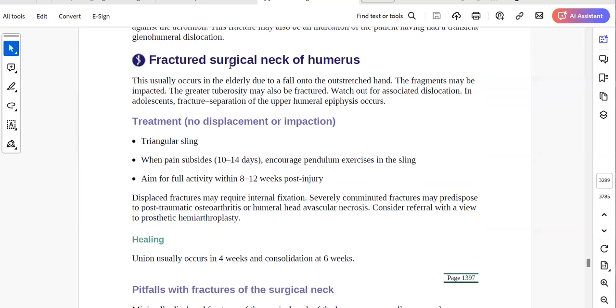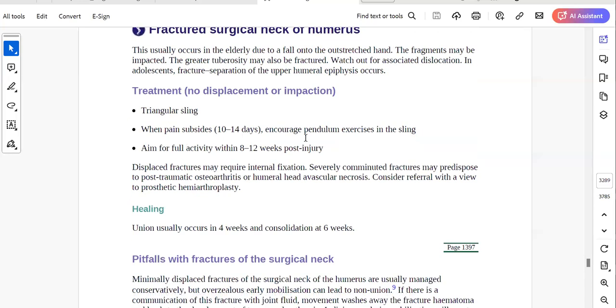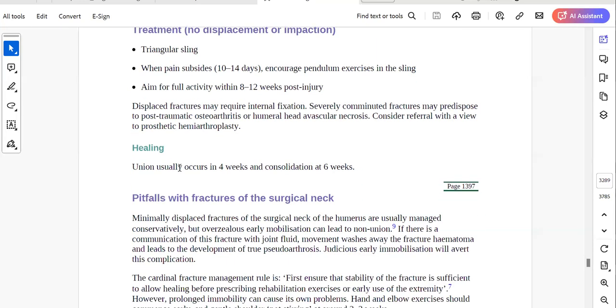For surgical neck of the humerus fracture, if the neck of the humerus has a fracture, again the treatment is the same. You put the patient in a triangular sling, and when the pain subsides, gradually the patient can start going to the physiotherapist. And usually healing of an upper limb fracture takes 4 weeks.